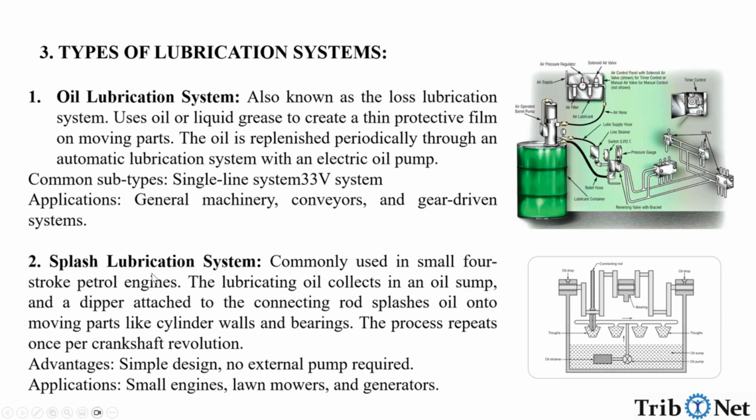The second one is the splash lubrication system. It is commonly used in small 4-stroke petrol engines. The lubricating oil collects in an oil sump and a dipper attached to the connecting rod splashes the oil onto the moving parts like cylinder walls and bearings. The process repeats once per crankshaft revolution. The advantages are the simple design, no external pump required. Application is small engines, lawn mowers and generators.